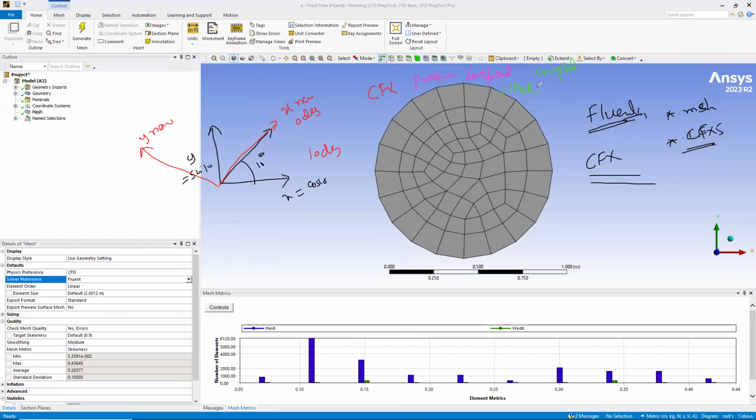But then for some problems, CFX has a more powerful interface and a simple definition for the problem physics, and sometimes it is more complicated in CFX than in Fluent.